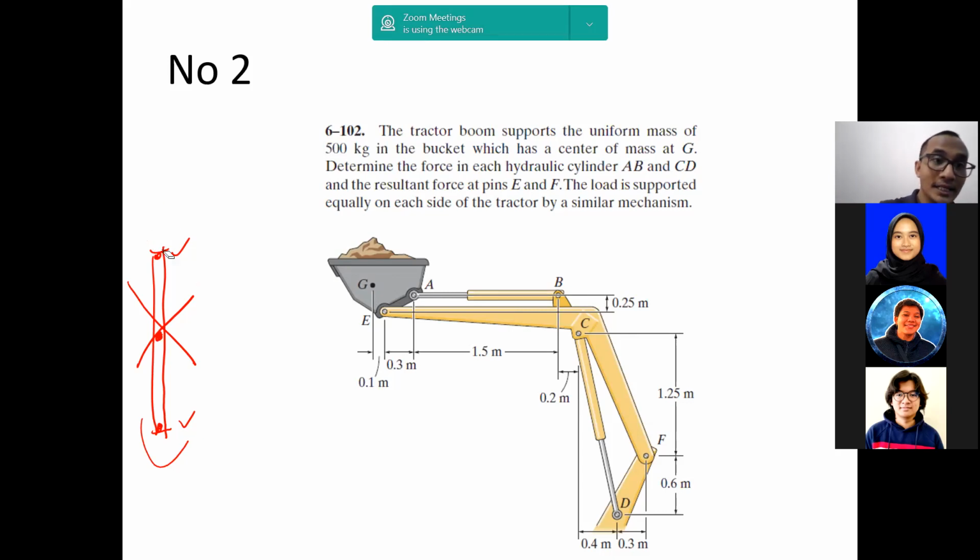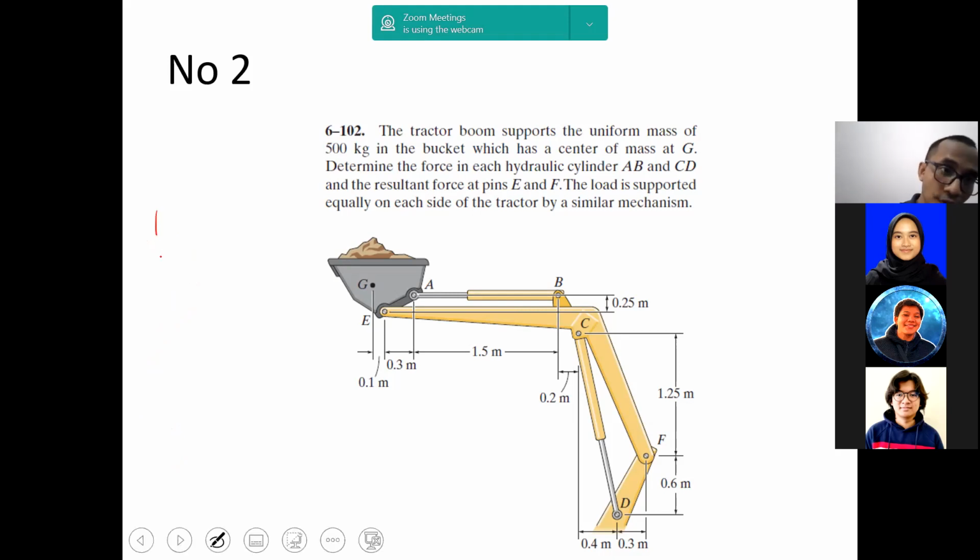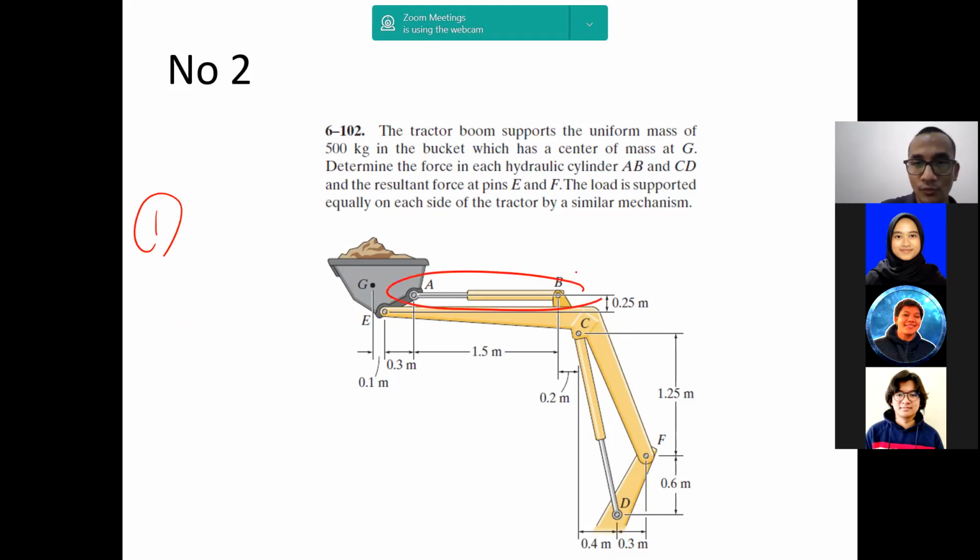That's the first thing that we are supposed to do: determining the two force member. So first things first, determining the two force member. We know already that AB is a two force member, and CD is a two force member.